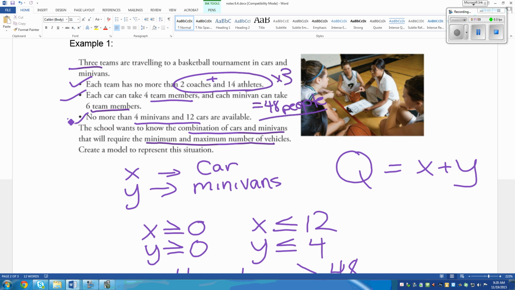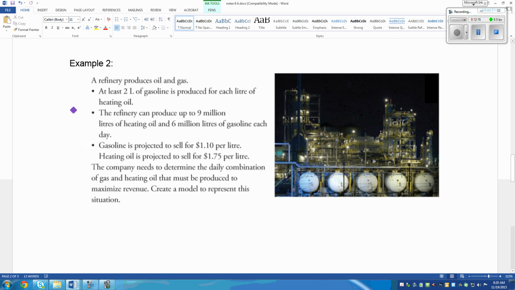Okay? That's it. Eventually we're going to have to solve this, right? And you know how to solve it because you graph the inequalities, you find the points, and then you substitute into your Q. Okay? Let's look at example 2.